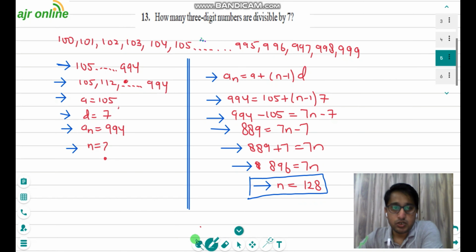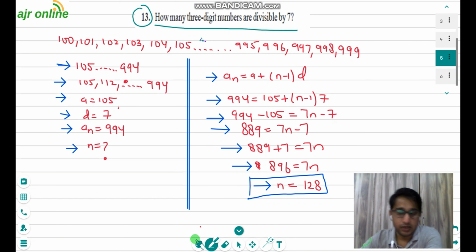Thank you. So dear students, now we are coming to question number 13. It is saying: how many three-digit numbers are divisible by 7? First of all, let's think about where three-digit numbers start. We all know that three-digit numbers start from 100, then it continues, and the last three-digit number is 999.